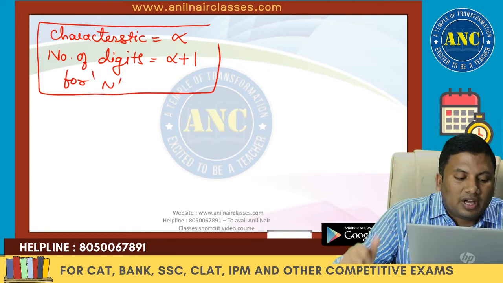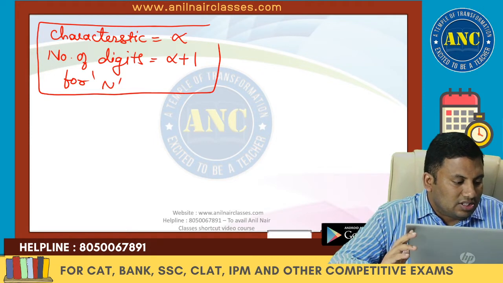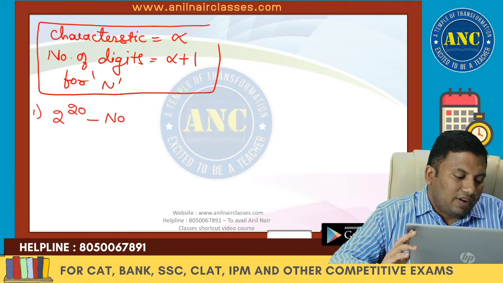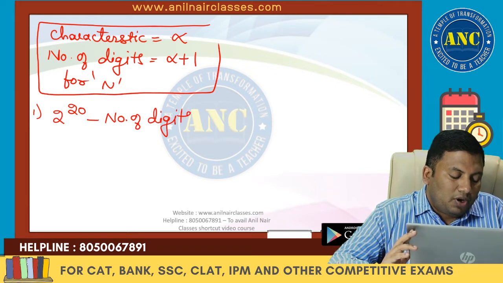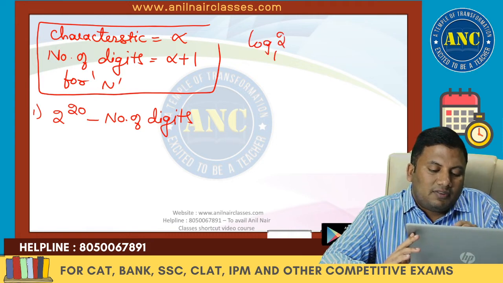Now, how do you get this characteristic? For example, if the question is: find the number of digits for 2 power 20. Some important values will be given in the question. All the problems on number of digits, we are doing in the decimal system.